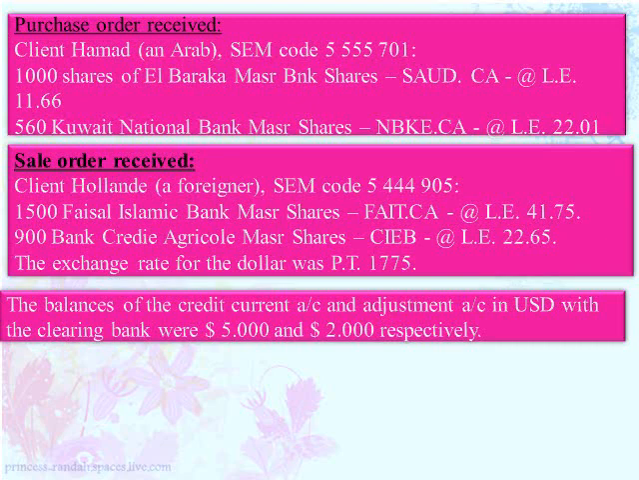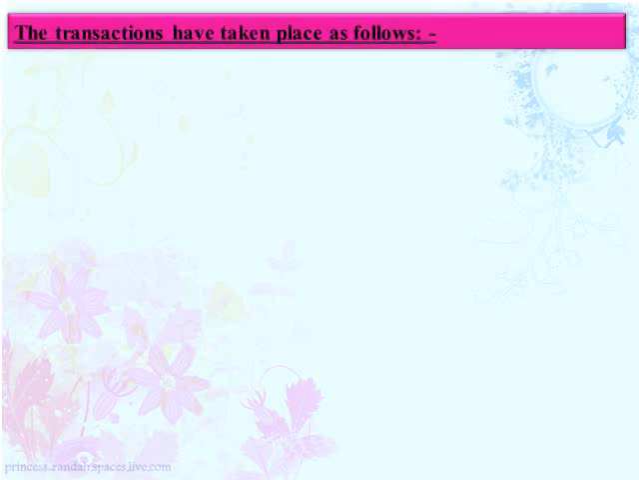Let us carry on and see the balances of the credit current account and adjustment account in US dollars with the clearing bank. They were 5,000 and 2,000 respectively. I mean that the balances of the credit current account and the adjustment account in US dollars with the clearing bank are respectively 5,000 and 2,000. Let us carry on and see what will happen. The transactions have taken place as follows.